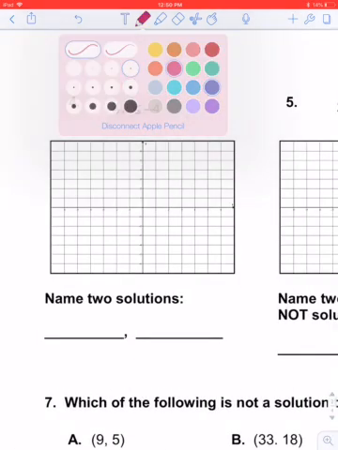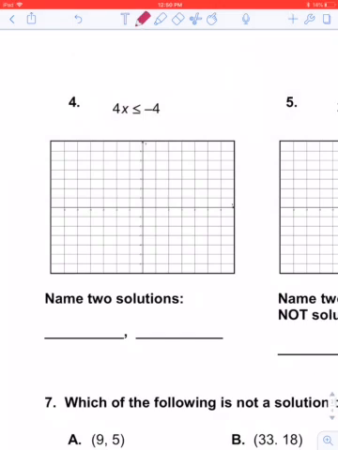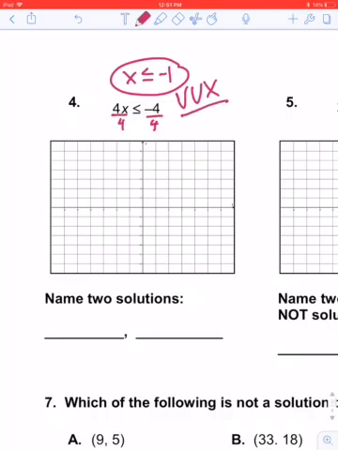So number 4, 4x is less than or equal to negative 4. Again, I need this to say y equals mx plus b. But wait, there is no y. So the next best thing is for me to get x equals. So I'm going to divide both sides by 4 here, and I get x is less than or equal to negative 1. Well, I recognize that as a vux. So this is just a vertical line at negative 1. It is going to be a solid line because it is equal to.